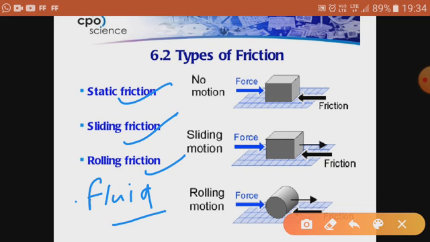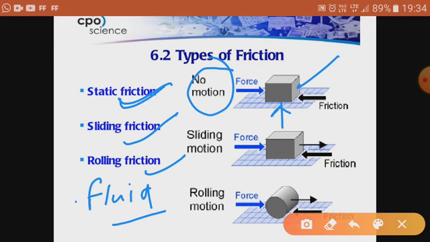Now coming to the first one, static friction means when there is no motion. For example, this box is lying on the floor, no motion is there. Even then, the other body, that is the floor, is exerting frictional force because of the presence of irregularities, some roughness on the surface. So there is a kind of frictional force still, even if the box is not moving. That is called static friction.